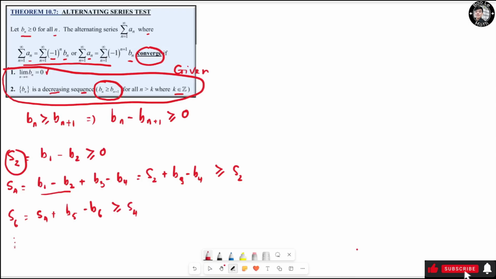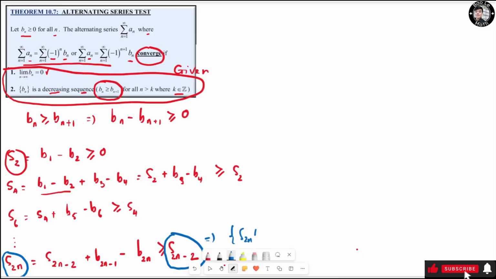Now I'm going to generalize this. So I have s sub 2n equal to s sub 2n-2 plus b sub 2n-1 minus b sub 2n. This is greater than or equal to s sub 2n-2. So we just proved that s sub 2n is greater than or equal to s sub 2n-2. This tells us that s sub 2n is an increasing sequence.